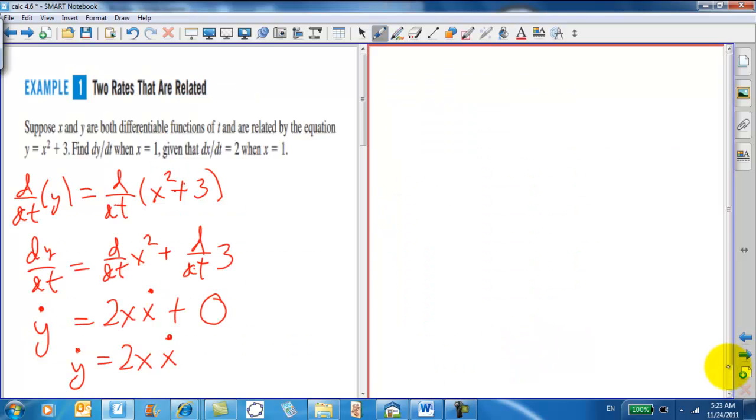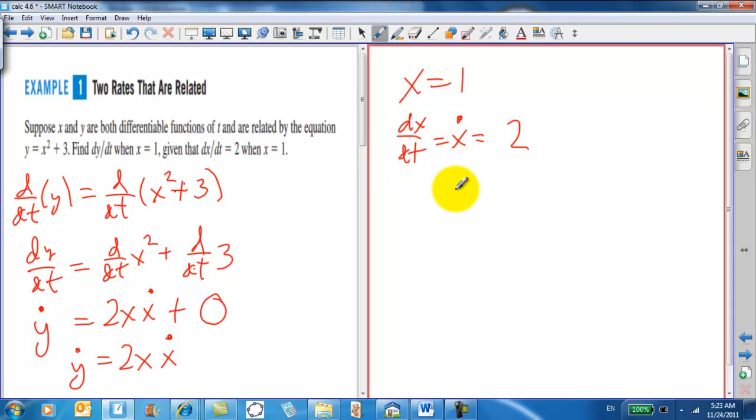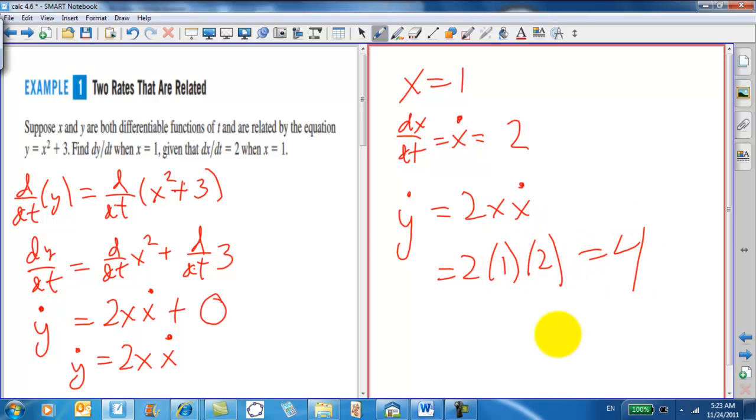Now, we have to find dy dt when x equals 1, given all these other things. So we have x equals 1, and dx dt, which is x dot, equals 2 when x equals 1. So we're all set. Y dot equals 2x x dot, so sub in, and you get 2 times 1 times 2, which is 4. There you go. Y dot, which is equal to dy dt, is equal to 4.